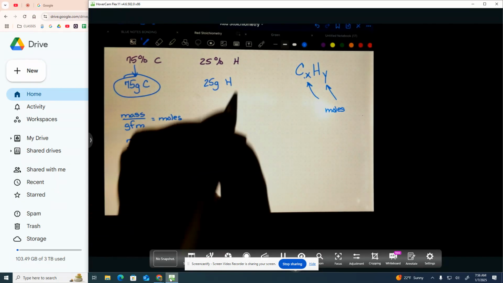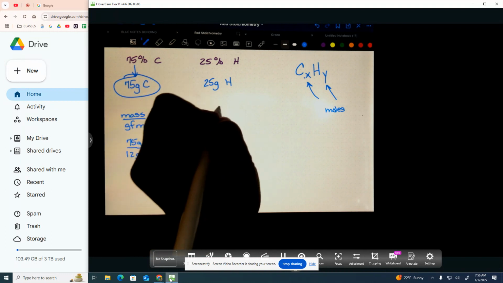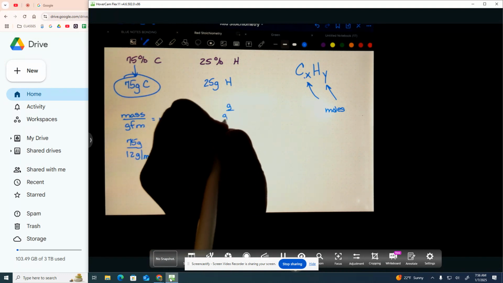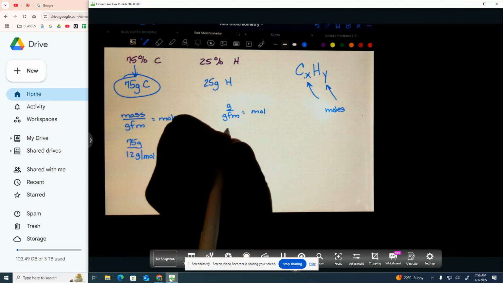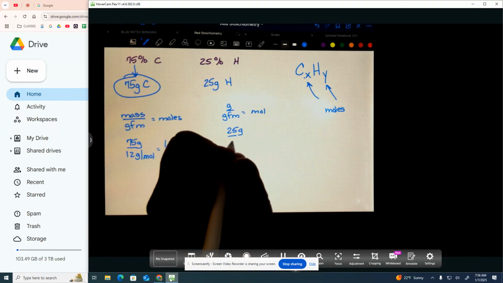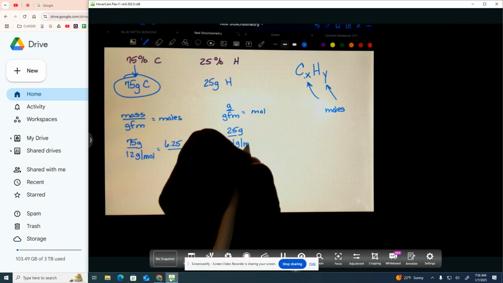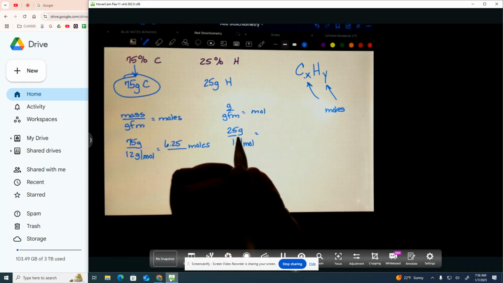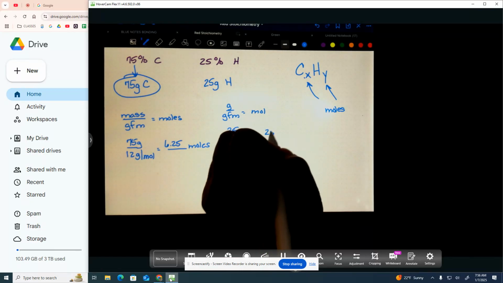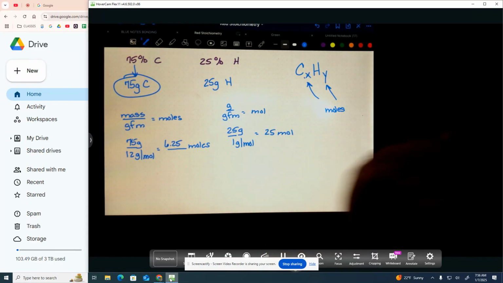6.25. Okay. Now let's do the same for hydrogen. We're going to do grams over gram formula mass equals moles. We have 25 grams. What's the gram formula mass of hydrogen? 1 gram per mole, which means I'm going to have how many moles? 25 moles. Okay, you with me? I need all your brains up here.